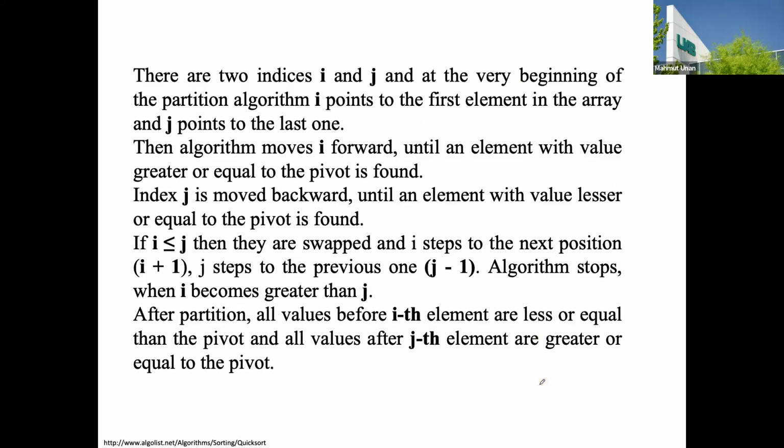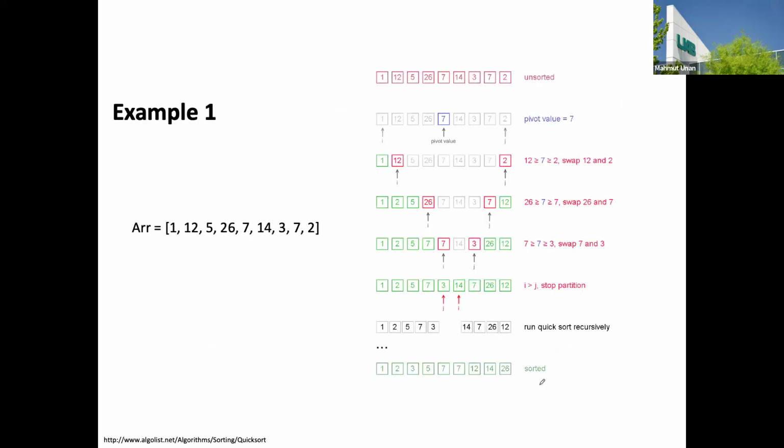We have two indices, right? One starting from the beginning, the other one starting from the end, scanning it. They are meeting in the middle. When they meet, they find the place for the pivot. We have 4, 5 different ways we can choose the pivot: first, last, middle element, or the random element.